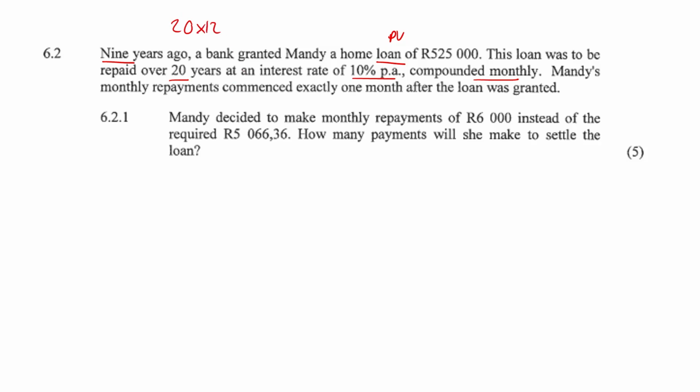Mandy's monthly repayments commenced exactly 1 month after, so that fits the norm. That's a good thing. We always want it to be 1 month after, otherwise we'd have to adjust our end value. So yes, that's a good thing after the loan was granted.